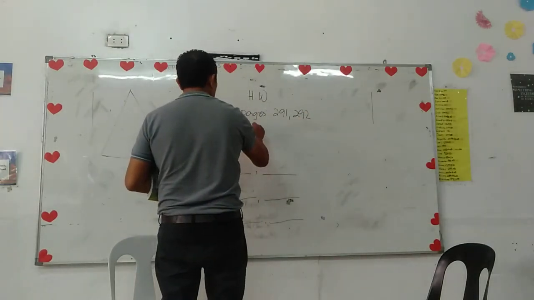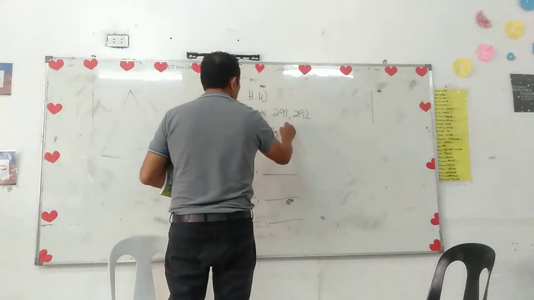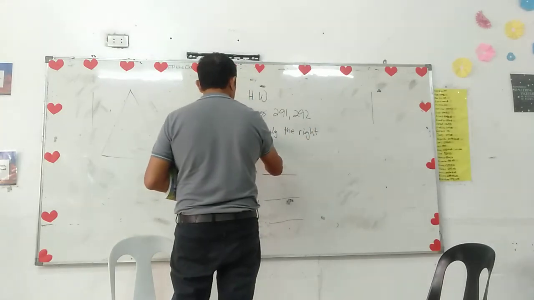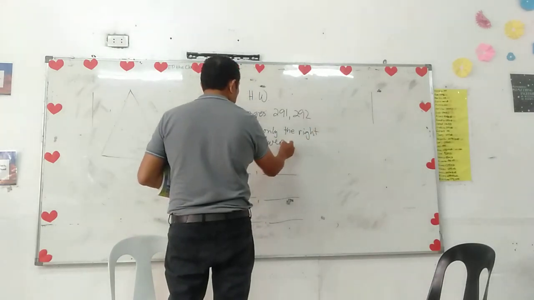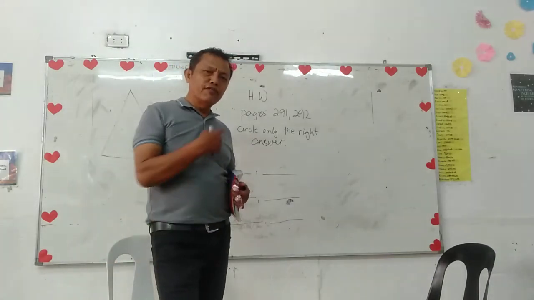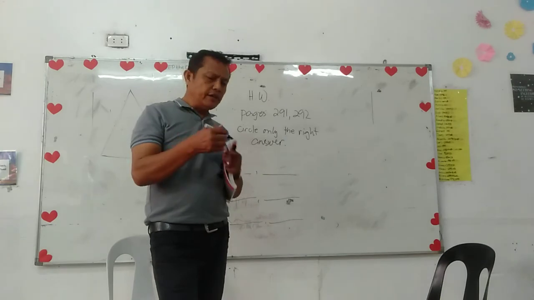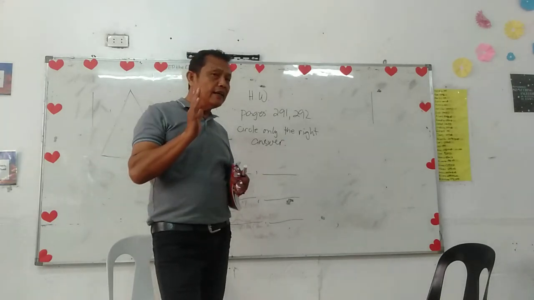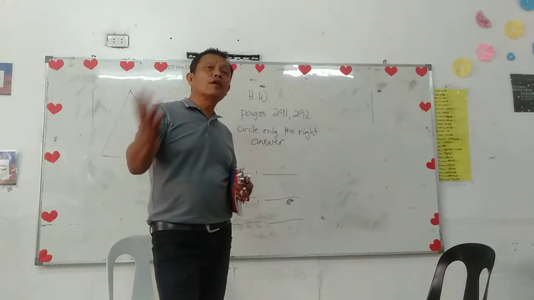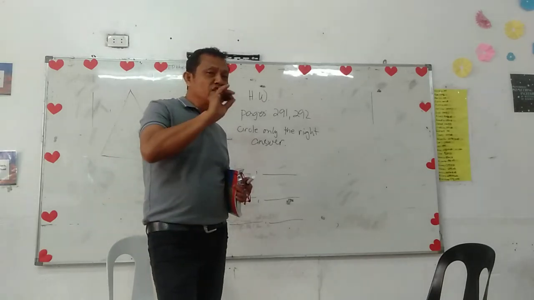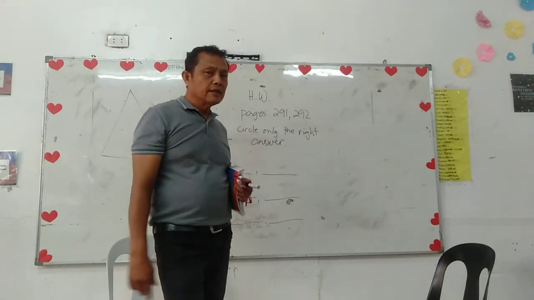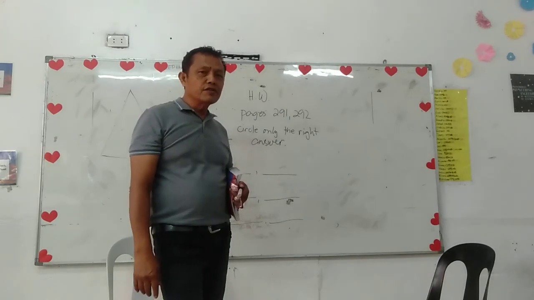Circle only the right answer. Get it? Don't forget. So easy. There are only 11 numbers. And the good thing about this is, what if I forgot about this? Then you can go back and check some of the areas, review, then answer those questions.